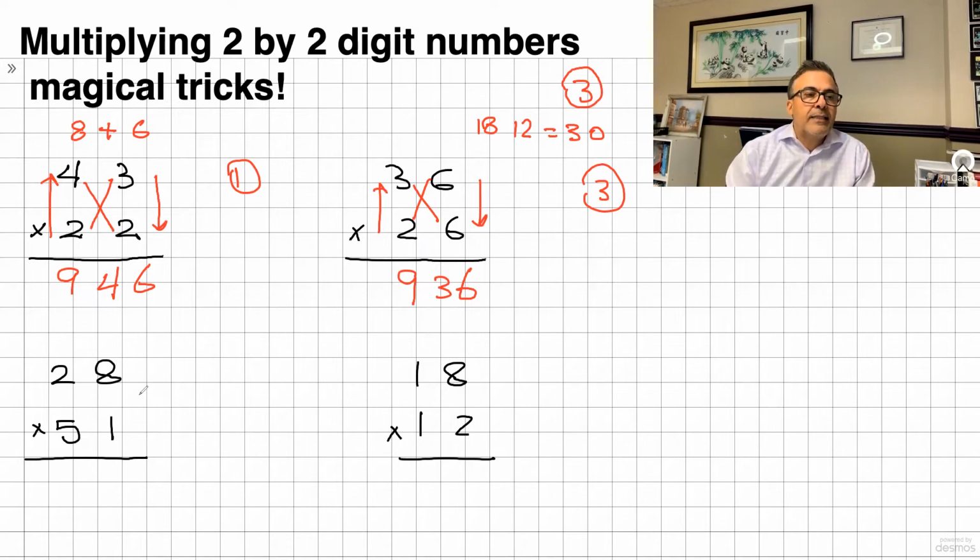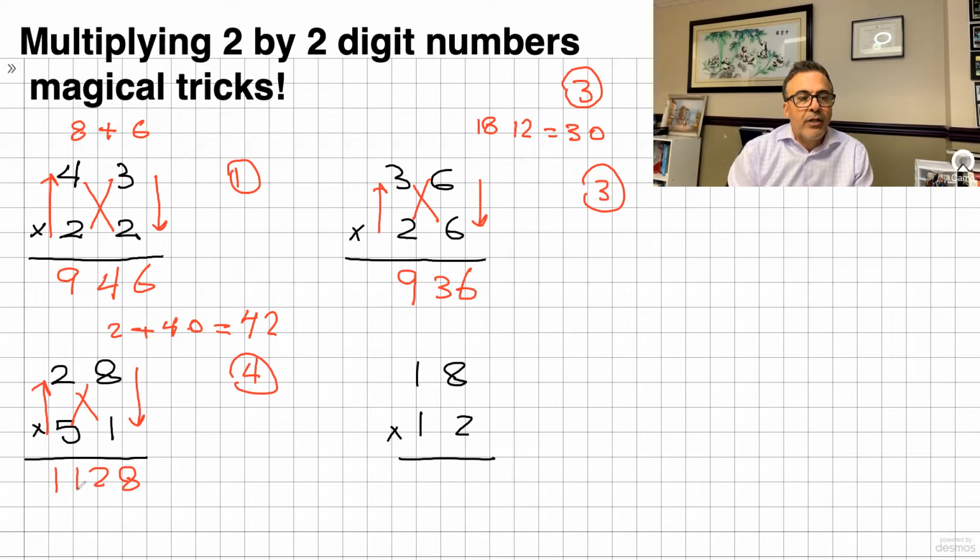Now, the next thing is you go 8 times 1, cross multiply, and then 5 times 2. So 1 times 8 is 8. And then you cross multiply, so 1 times 2 is 2, and 5 times 8 is 40. So 40 plus 2 is 42. So you put the 2 here, and you know 4 is a remainder. And then 5 times 2 is 10. You add the remainder to the 10, you get 14.